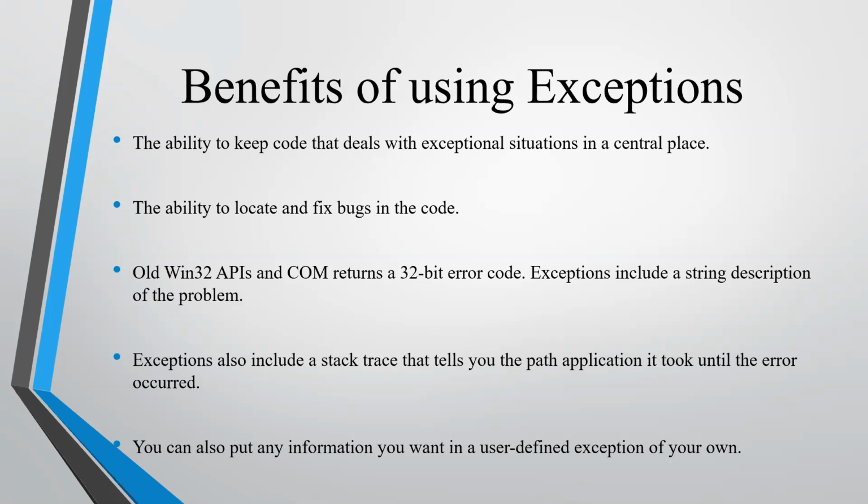As we talk about old .NET frameworks, which had Win32 APIs and COM components that returned a 32-bit error code, if we use exceptions, then we can see the string description associated with that 32-bit error code, which is easier for the programmer to read and understand. Exceptions also include a stack trace, which tells you the path the application took until the error occurred in the execution of a program or application.